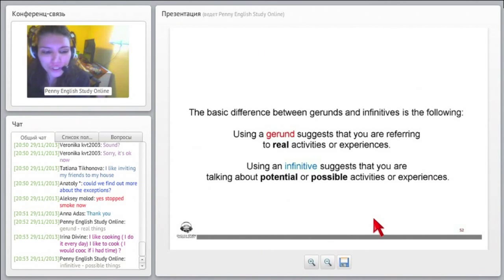Exactly. So I like cooking. It's something that you do every day. Perfect example. I like to cook. You do like to cook, but you wish you had more time for it. Exactly. Okay. Perfect. Let's try to find more examples like these, so that you can all understand the use of the gerund and the infinitive.